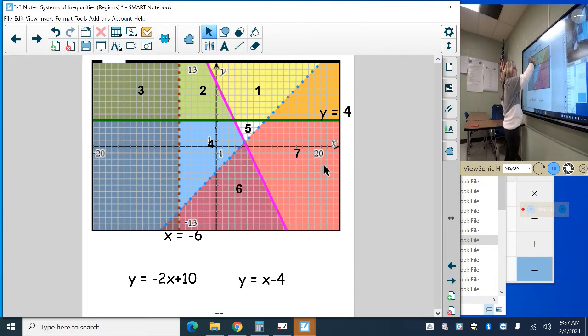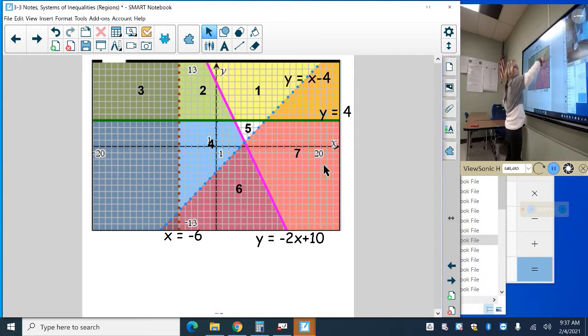Well, I know the pink line has a negative slope because it's going down. So I know that this one has to go here. And does that make sense? Does it have a y-intercept of 10? 1, 2, 3, 4, 5, 6, 7, 8, 9. Yeah, it sure does. So that's my line for here. And this one, does it have a y-intercept of -4? Right here? Yep, it sure does. So I'm going to match that one up here. So now I'm matched up.